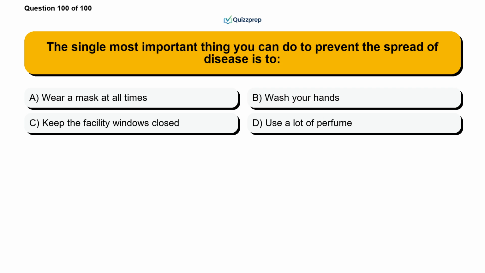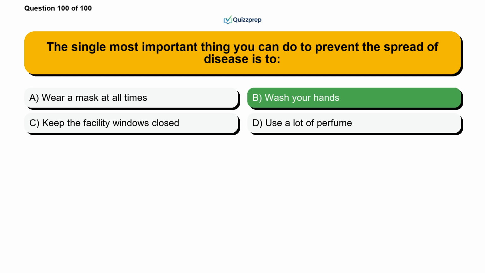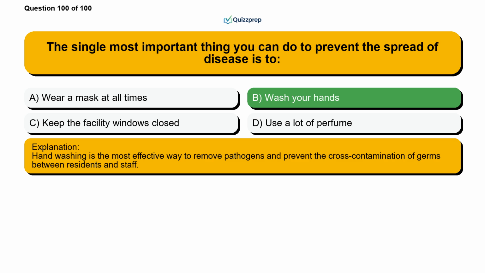Question 100. The single most important thing you can do to prevent the spread of disease is to: Option A, wear a mask at all times. Option B, wash your hands. Option C, keep the facility windows closed. Option D, use a lot of perfume. The correct answer is option B, wash your hands. Hand washing is the most effective way to remove pathogens and prevent the cross-contamination of germs between residents and staff.